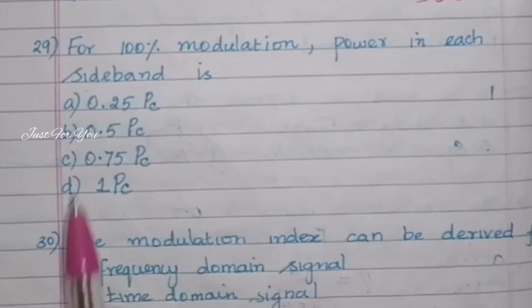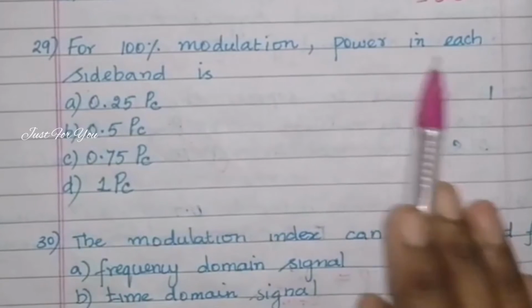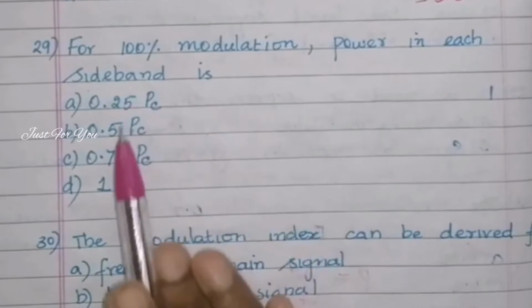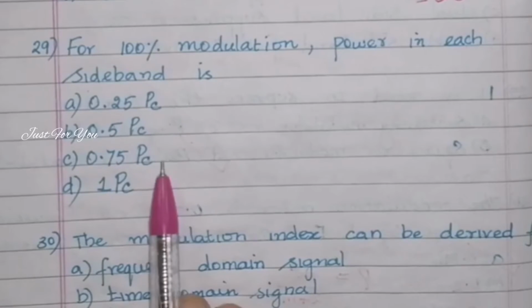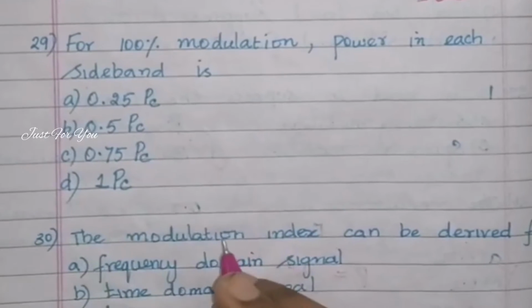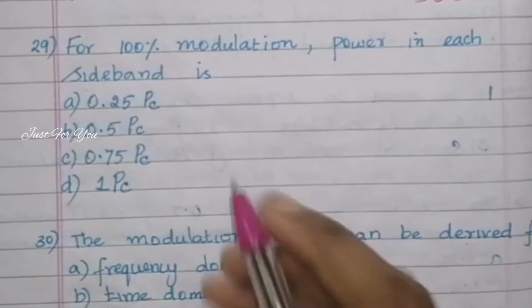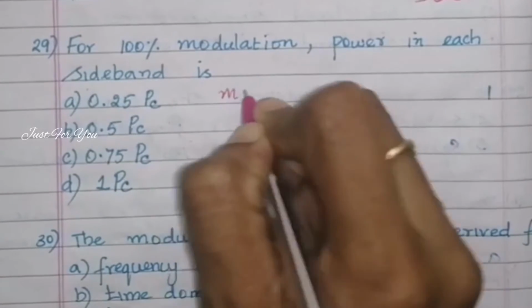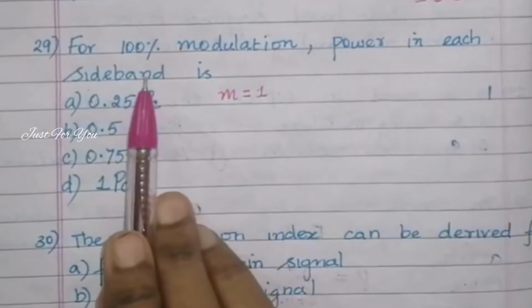Next question is, for 100% modulation, power in each sideband is. The options are 0.25 PC, 0.5 PC, 0.75 PC and 1 PC. What is given in the question? Modulation index is given. Modulation index for 100% modulation, M will be equal to 1. And we have to calculate the power in each sideband.